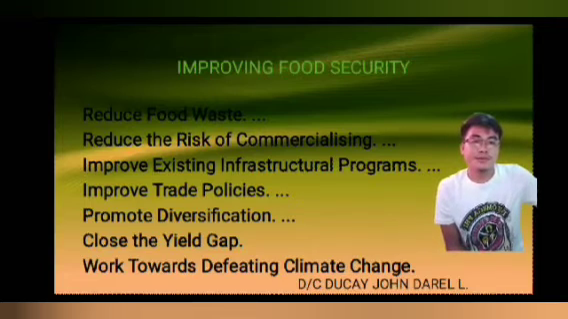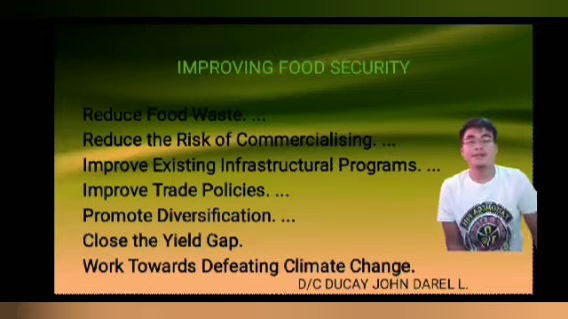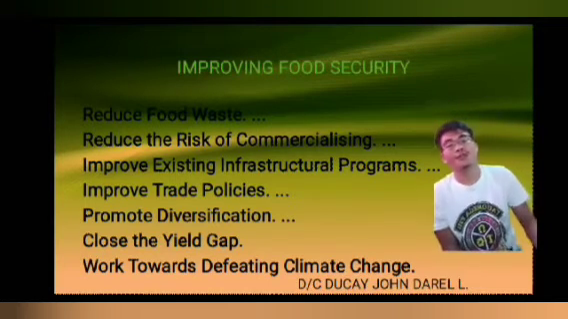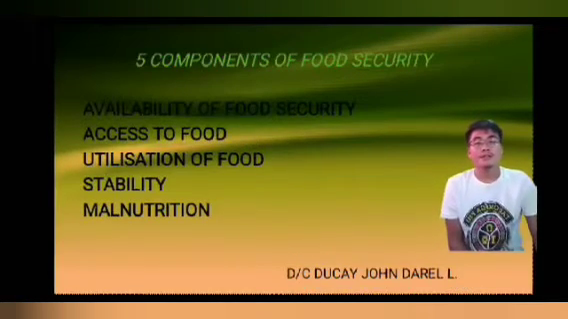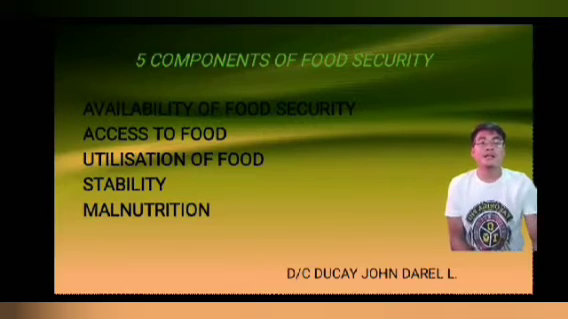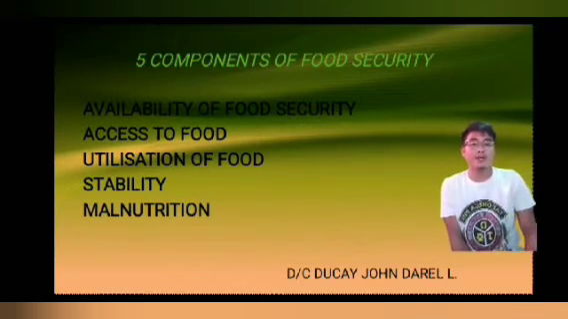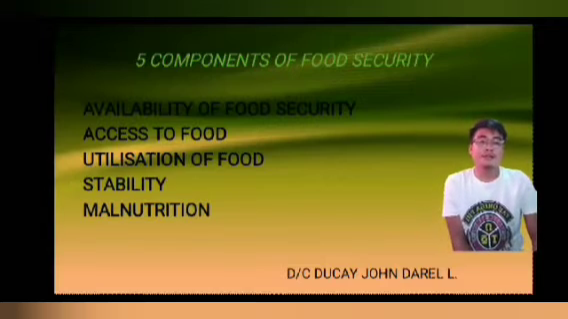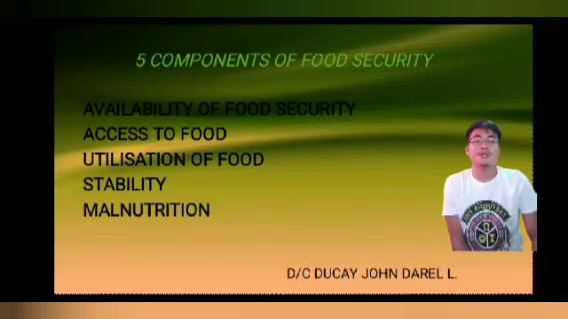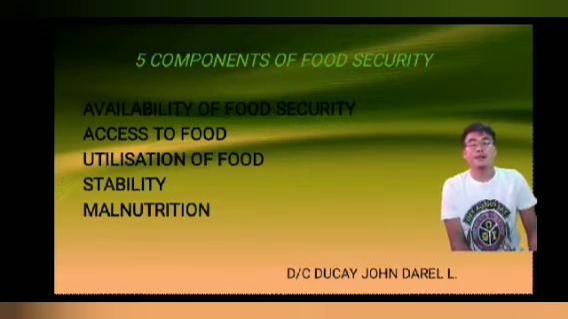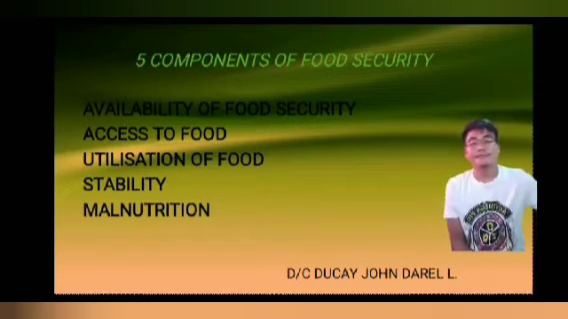So now we go to the 5 components of food security. But in this case, I will only discuss the first 2 of the 5 components of food security, and the rest will be discussed by Alburo, since we have the same topic assigned by our group leader.